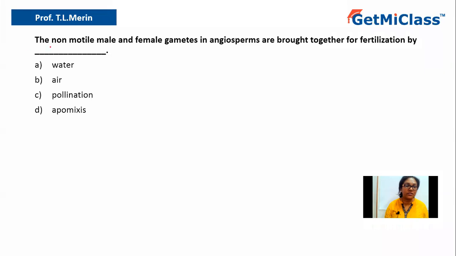Today we are going to solve this question which says: the non-motile male and female gametes in angiosperms are brought together for fertilization by dash. Option A, water. Option B, air. Option C, pollination. Option D, apomixis.